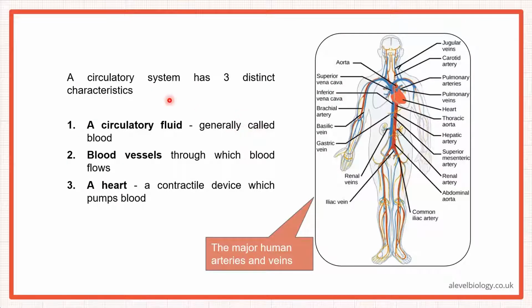Okay then, so the circulatory system has three distinct characteristics. It has a circulatory fluid, which we call blood. It has blood vessels, so definitely we need these transport systems to carry blood to different parts of the body. And then definitely the heart. It's a contractile device which pumps the blood, right? So these are the three different characteristics that a circulatory system has. You can look here at this vast network of arteries and veins.